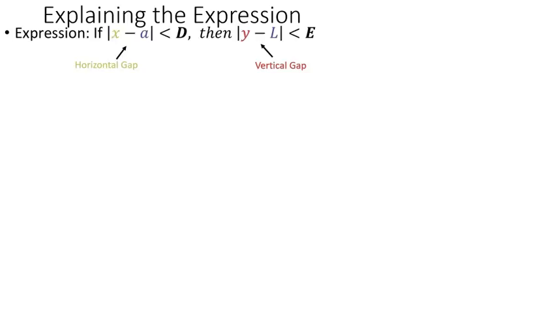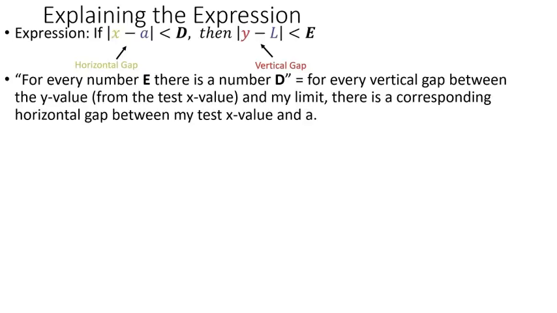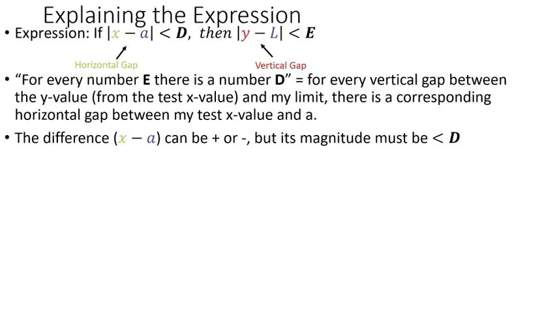Alright, let's look at the expression. We can see that the expression talks about the horizontal gap and the vertical gap. What it means is that for every vertical gap between the y value and my limit, there's a corresponding horizontal gap between my test x value and a. The difference, for example x minus a, can be positive or negative, but its magnitude must be less than delta. Similarly, y minus L can be positive or negative, but its magnitude must be within epsilon.